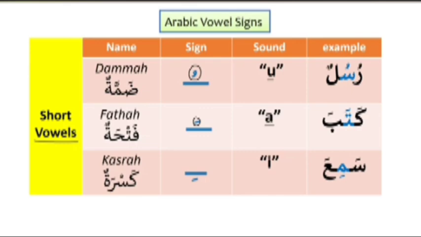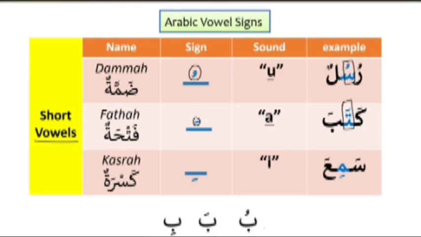So we are focusing only on one at a time. We can have more than one, but we will focus on one at one time. So we can see over here, kataba has the a sound. And then we have kasra, a small strike under the letter or the harf, and it's called kasratun, and it has the e sound, as in sami'a. So please focus on these 3: rusulun, kataba, and sami'a. So we have the basic sounds u, a, and e, as we can see here.